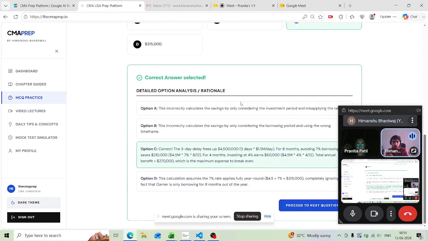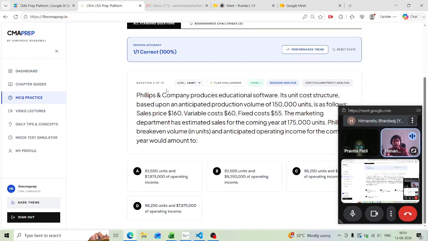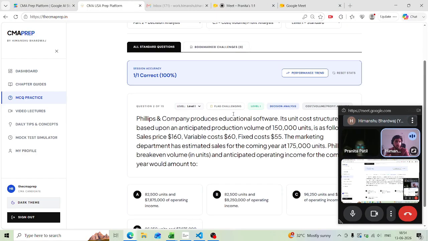Herein you will have the option explanation, the reason, and why the other three are distractions, like incorrect options. Then you can proceed to the next question, and that's how you will solve your entire level 1 questions.